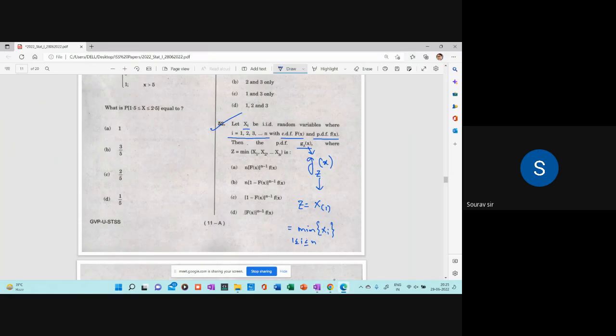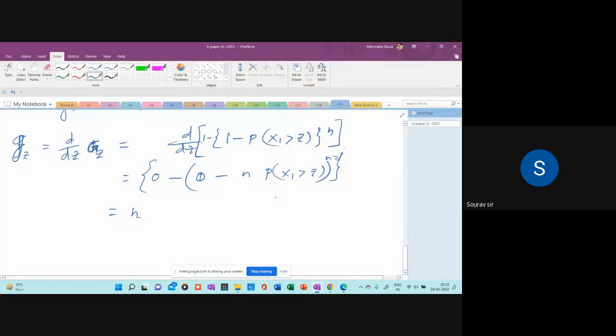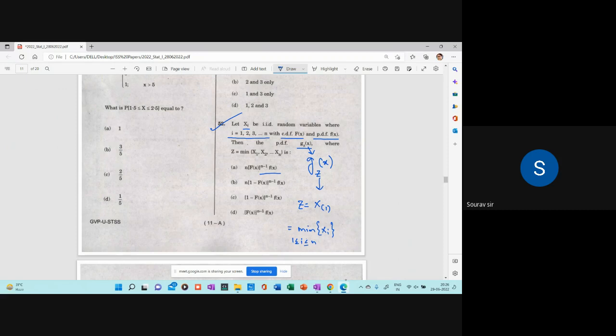Let's check out the options. N into capital F of z to the power n minus 1 into fx, because we are further going to do the derivative of this particular thing. So probability, so not f of z, yes, f of z to the power n minus 1 into small fx. Let it be fx. So this is the thing. Clear?